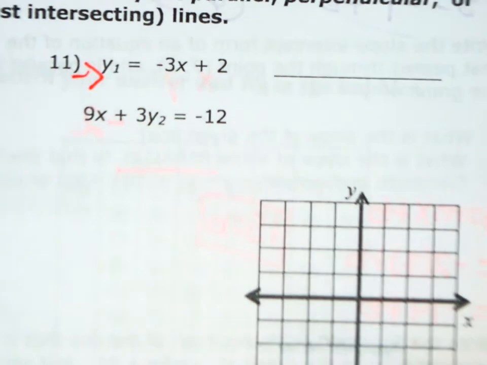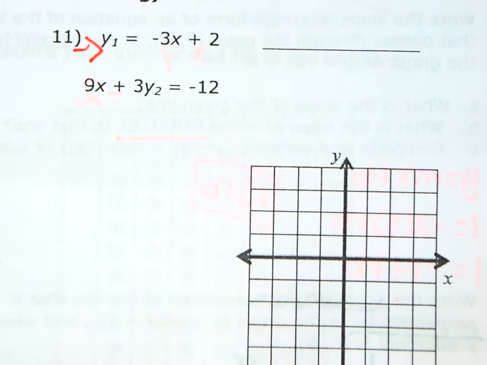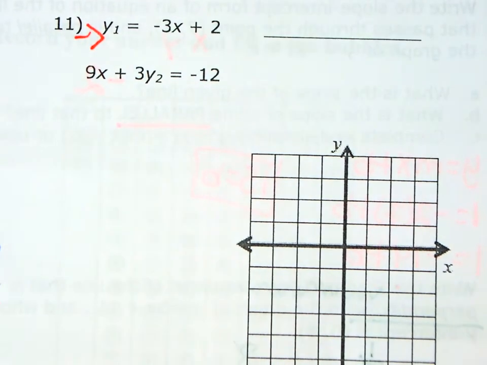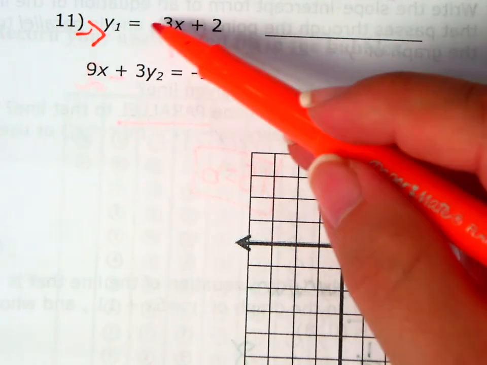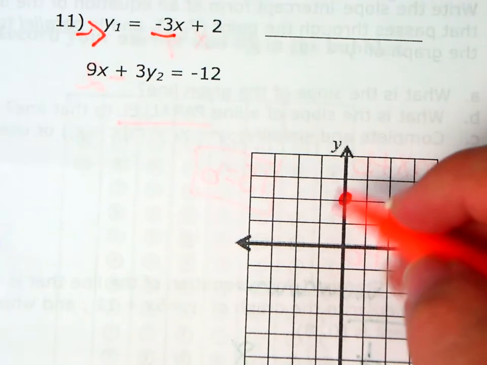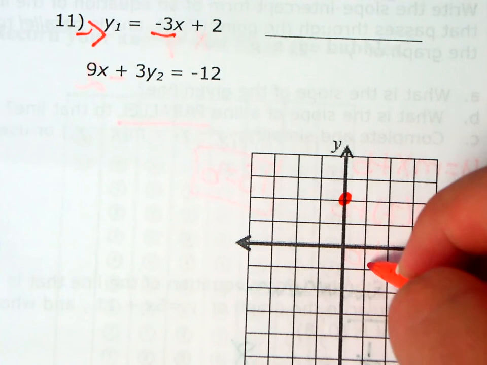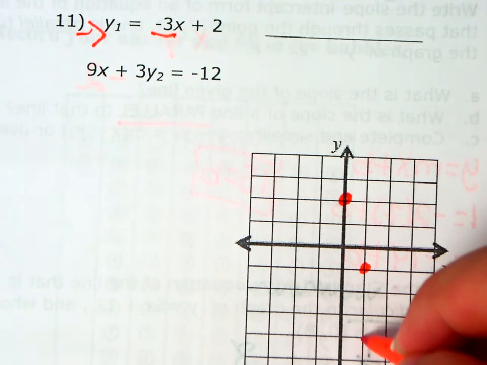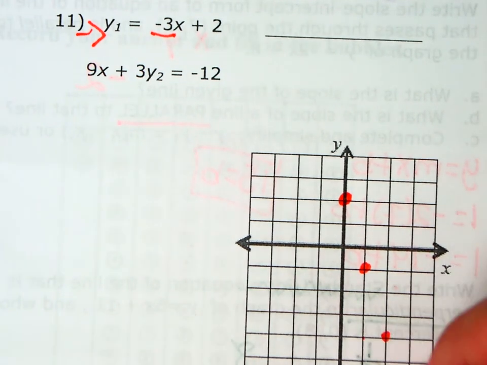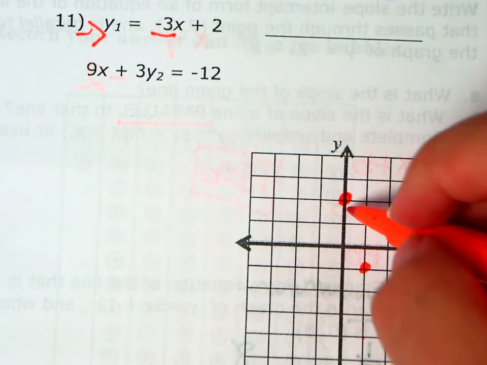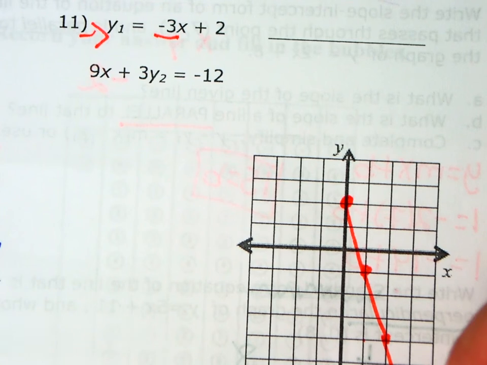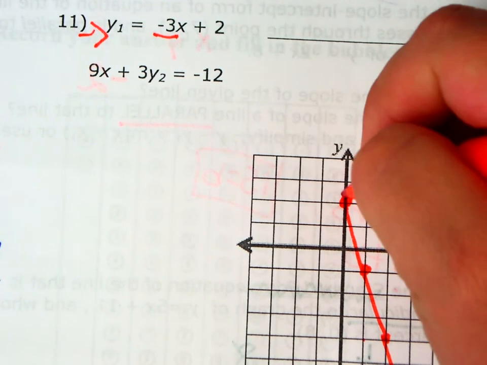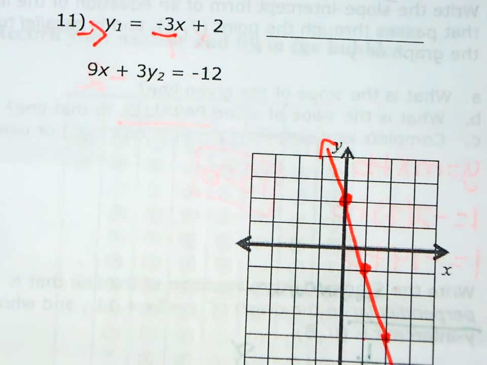Alright, so let's graph this equation first. Where do I start? Which is 2. I'm going to go down because it's a -3 and to the right one. Connect your dots. And you're done.